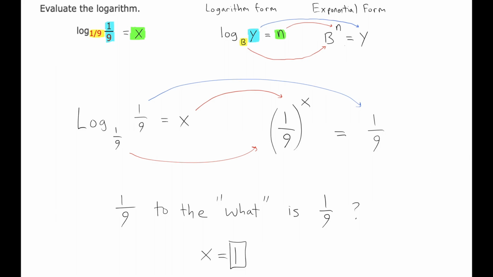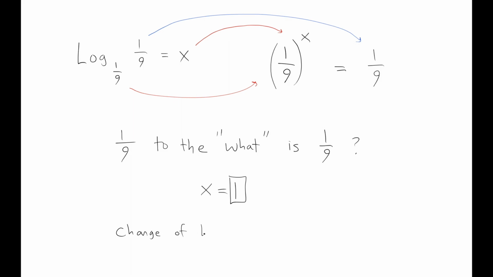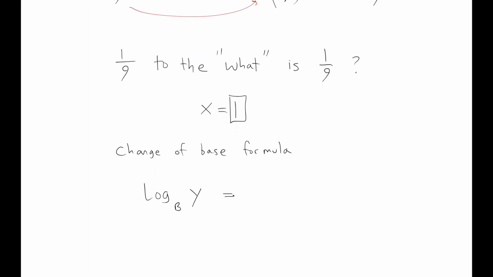However, if we didn't know that, we could still use the change of base formula to have a calculator give us the answer. So the change of base formula says that whenever you're taking a log of any base b of something, then you can rewrite this taking a log of that thing using any base of your choice, such as 10. And then on the denominator of this fraction, we take a log of the same base of your choice, but we take it of the base that they provided that we didn't want.